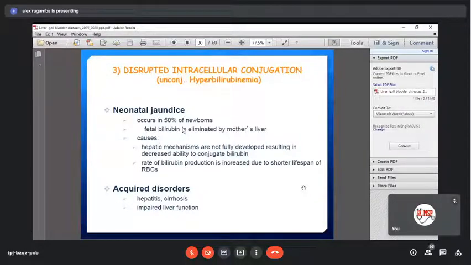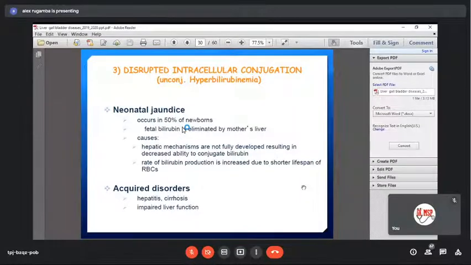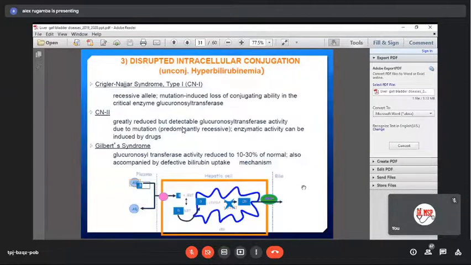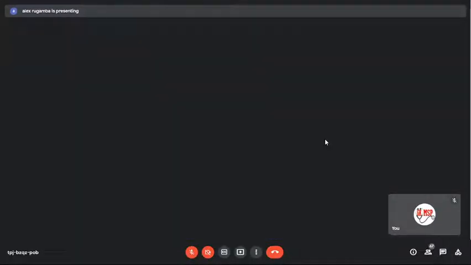So neonatal jaundice will occur in 50% of newborns. Their liver is not able to conjugate the bilirubin, and then the bilirubin will return to the blood circulation, and it appears on the skin and eyes. This may also be due to increased bilirubin production due to the shortened lifespan of RBCs. So same like here.